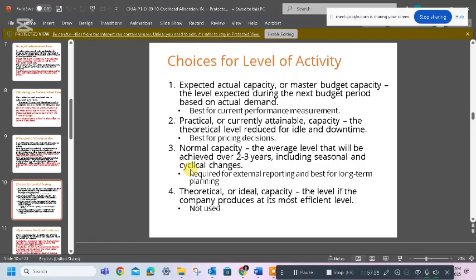Wait, what are we discussing? When you are finding the overhead application rate, you take the budgeted overhead and divide by the basis. So basis, how are we going to measure? There are 4 different methods. One is, I start from here, the theoretical approach. Just multiply the number of days, number of hours and get it. Second, the practical approach. Theoretical level reduced for idle time and downtime. Then the first one, budget, that year's budget you are going to see. Then normal capacity. You take 2-3 years together and find the average number of hours. That is normal capacity.